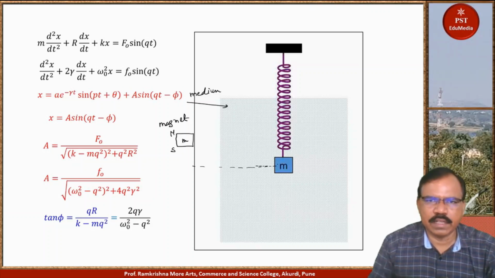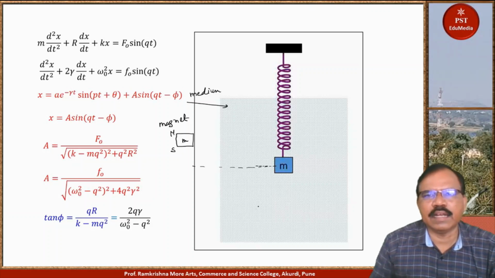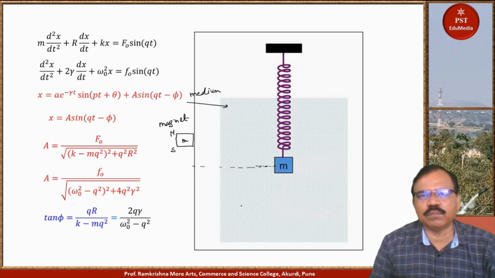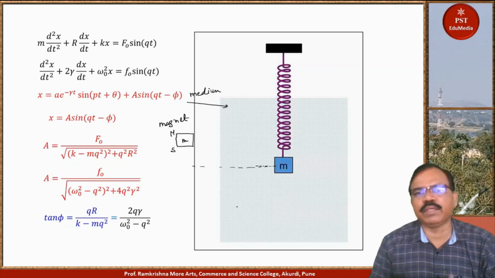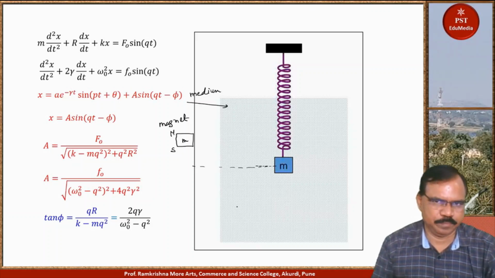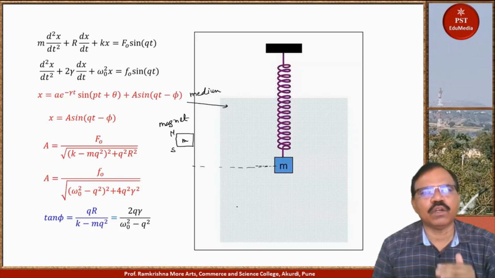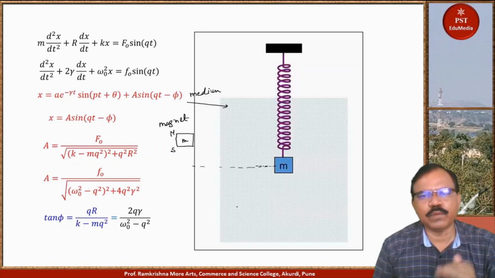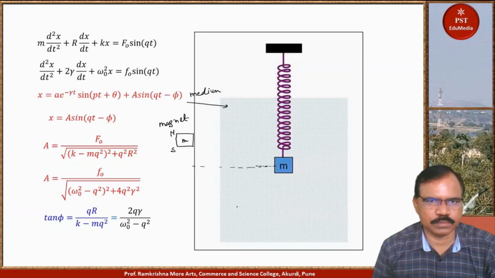Now we know when we extend this and release, it will oscillate, and if damping force is less than restoring force, it will oscillate, but its amplitude will go on decreasing. We want it to oscillate with constant amplitude. We have to apply external periodic force.